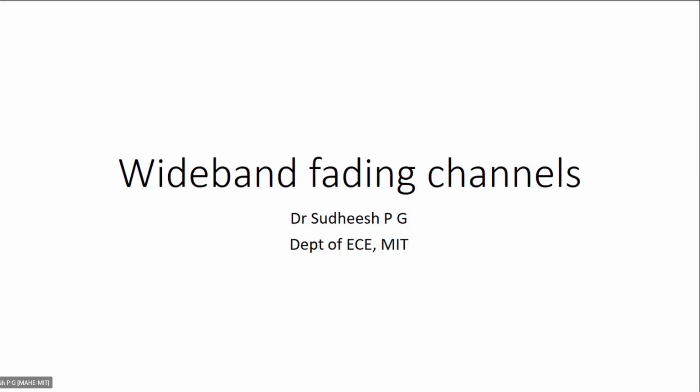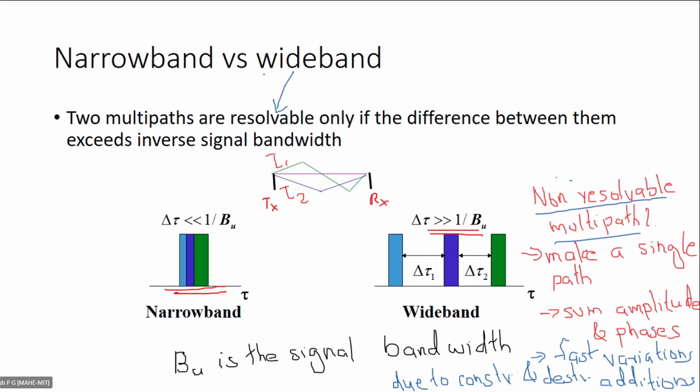Okay, so this time we'll be seeing what is wideband fading channel. Till last class we saw what is narrowband fading channel, and this time we'll be seeing properties and classification of wideband fading channels. We have discussed this slide earlier, that is the comparison of narrowband and wideband fading channel.